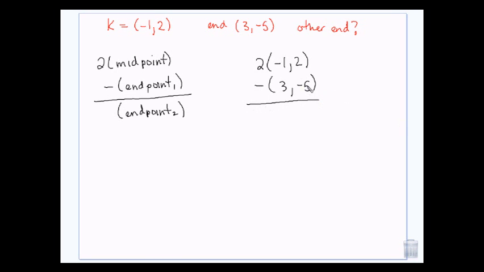Okay, now you have to distribute in this negative, and you have to distribute in this 2. So this turns into negative 2, 4, and negative 3, positive 5. Negative 2 and negative 3 is negative 5, 4 and 5 is 9.